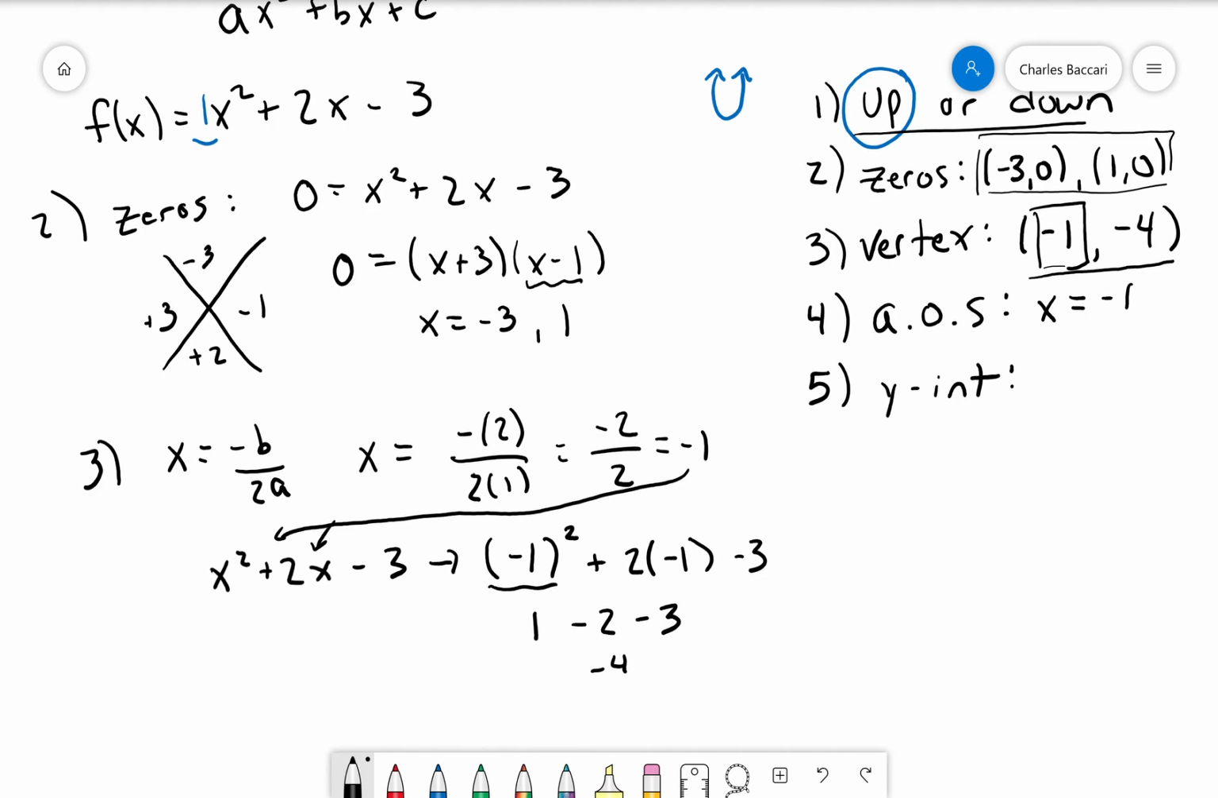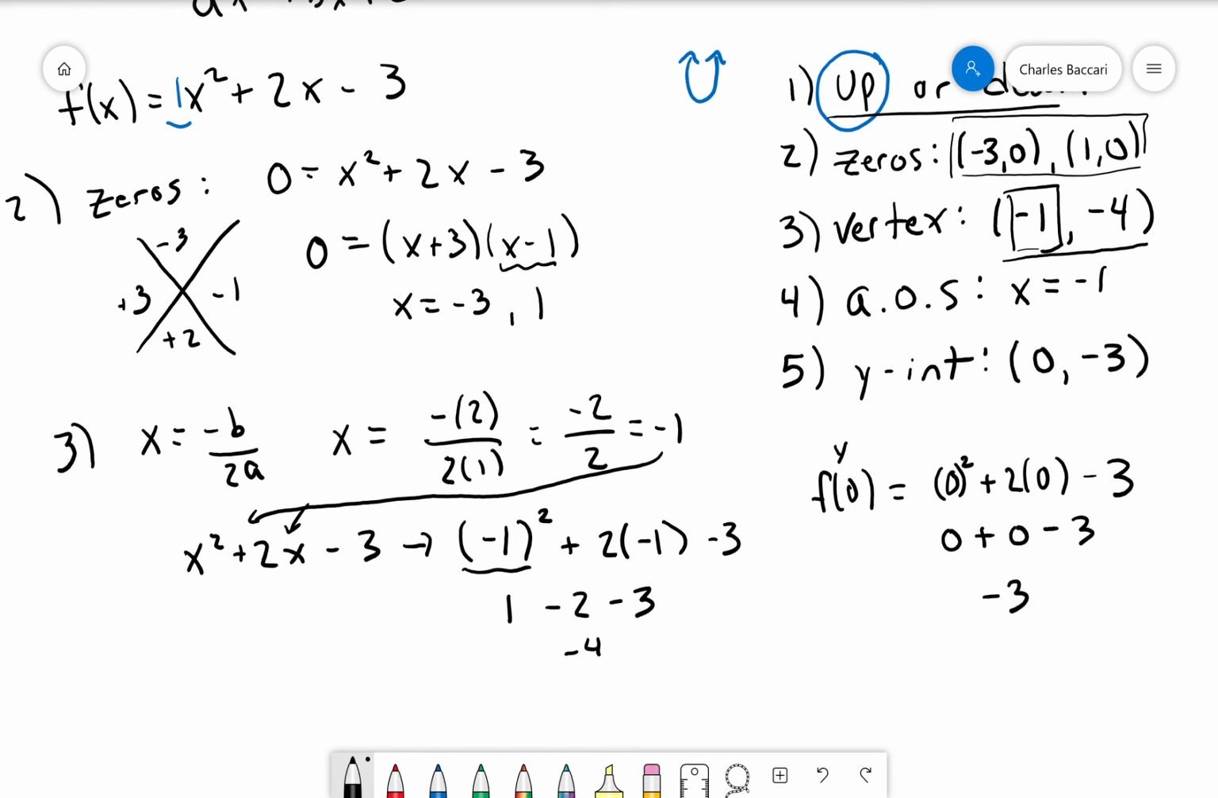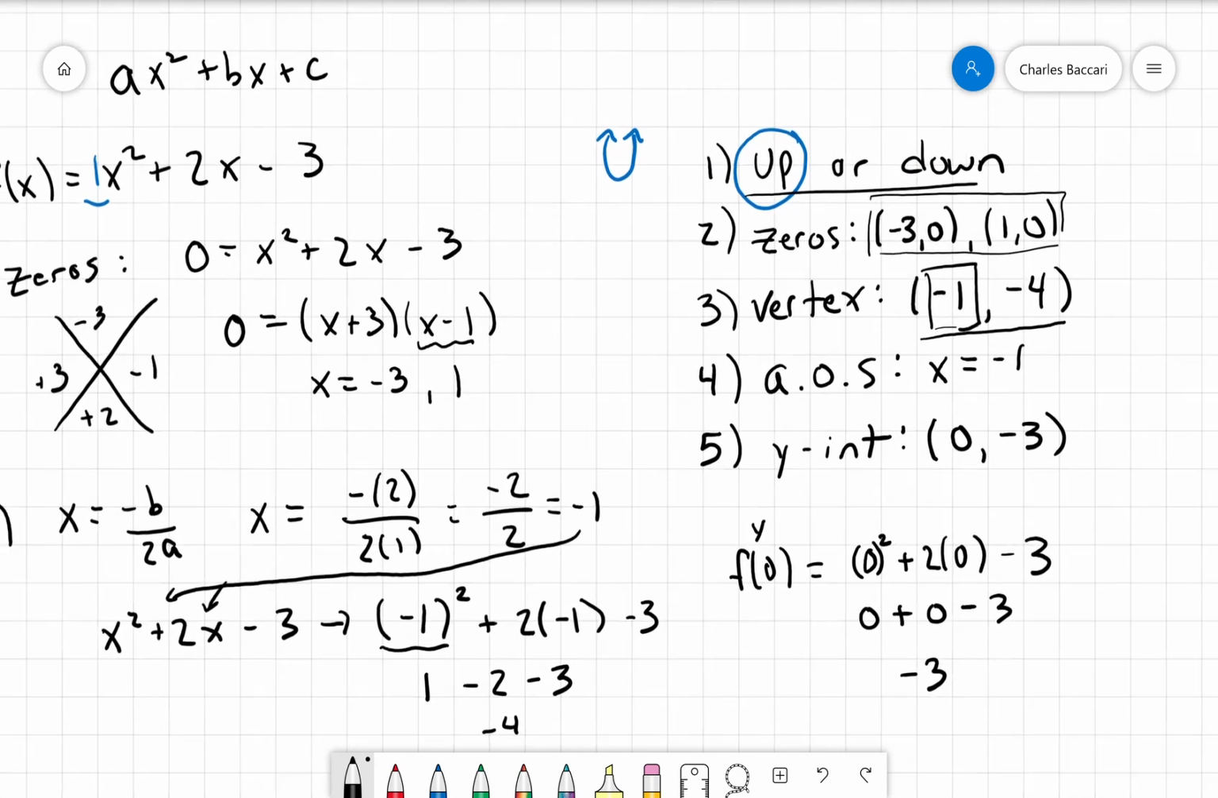And then finally, if we want the y-intercept, I'm going to just do that right underneath. We have y is equal to, let me go back 1 second. We have f of x, so we want f of 0, this is y, is equal to 0 squared plus 2 times 0 minus 3, which is 0 plus 0 minus 3, which is negative 3. So our y-intercept is at 0, negative 3. And so we have gotten everything from the list.